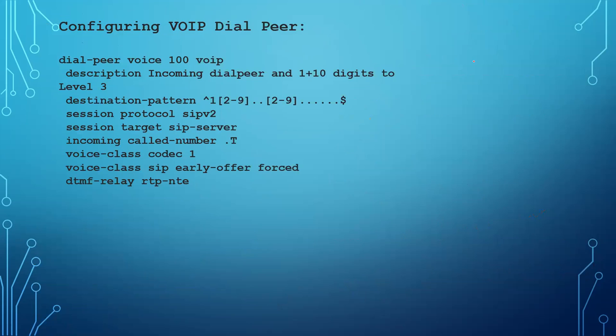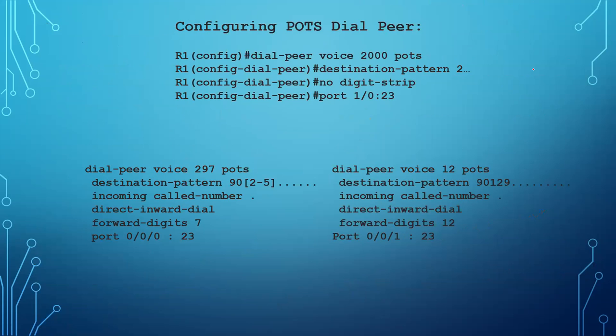Let me show it to you as well. This is a POTS dial peer. You can see it says dial peer voice 2000 pots. This is dial peer voice, then a random number, and then pots. Here it shows port 1/0/0:23. That means this is the port number where your PRI is terminated. In this case as well, the port is 0/0/0:23, the port number where your PRI is terminated.